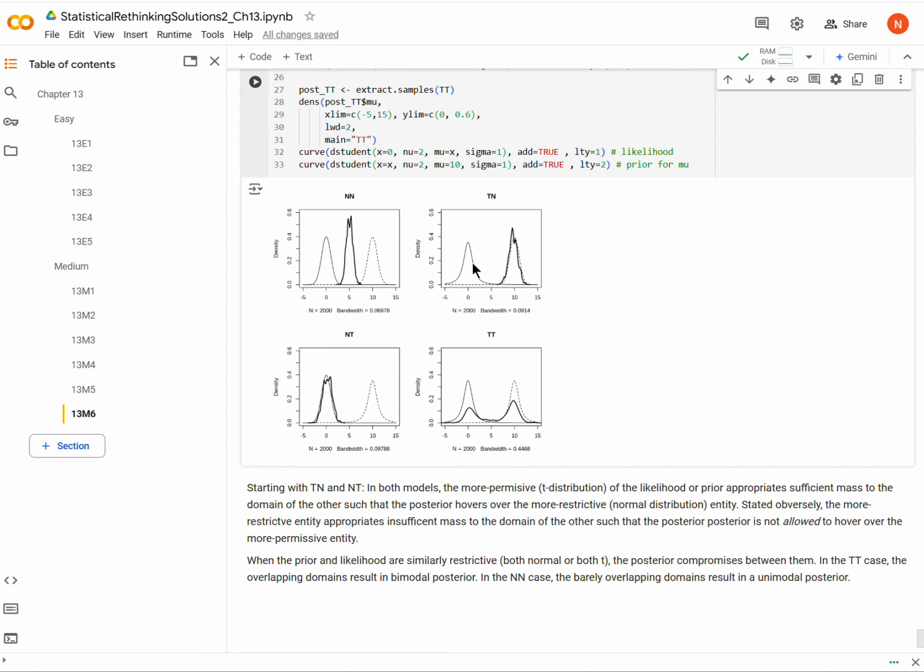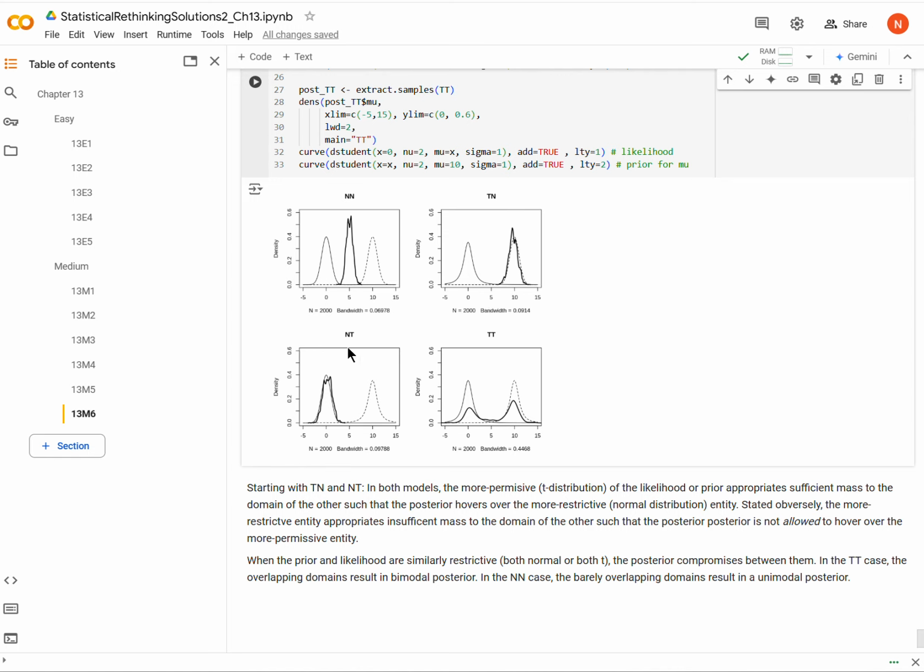And because the t-distribution permits data to be way out on its tails, it's fat-tailed, the compromise that is struck between the data, the likelihood, and the prior is that most of that probability mass stays on the prior, right? It doesn't shift towards the likelihood. Why? Again, because the likelihood is very broad, right? It gives sufficient probability mass to the domain of the normal distribution, the prior distribution, such that the prior distribution sucks up all of the posterior mass.